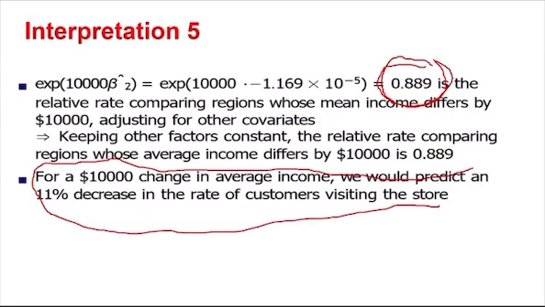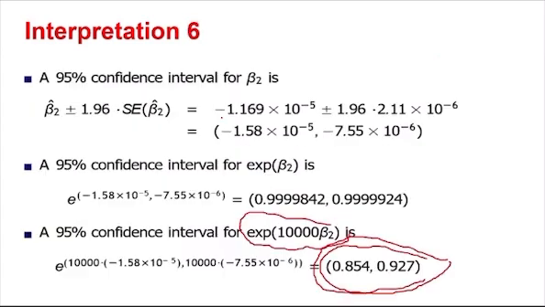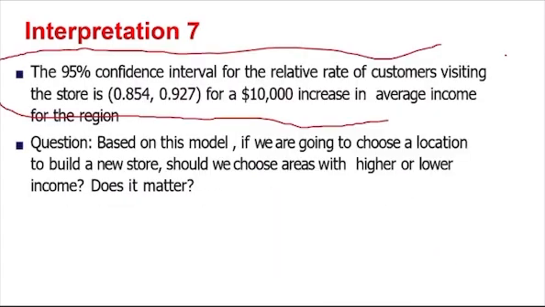And for us to say this, a very good interpretation is this guy here. Take a look at that. With 95% confidence level, the relative rate of customers visiting the store is that for a $10,000 increase in the average income for the region. Take a look at that.